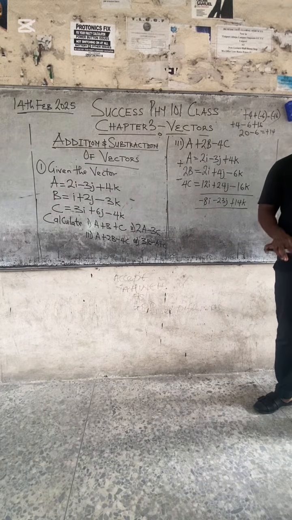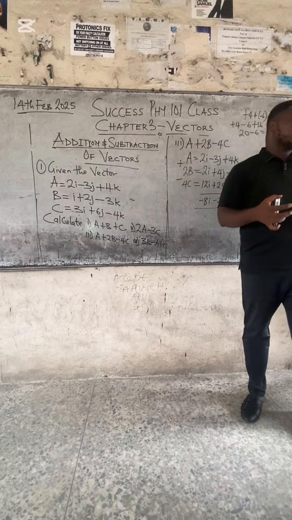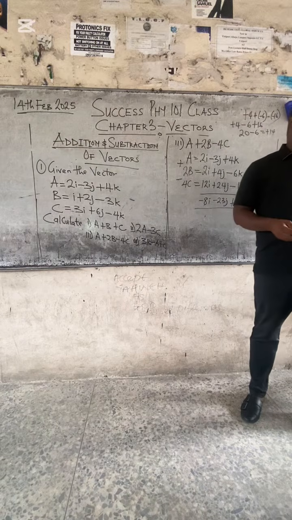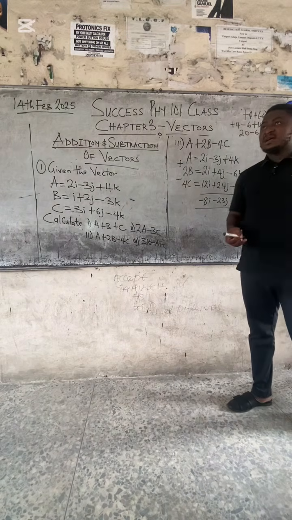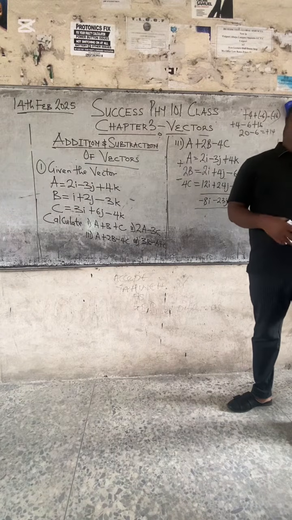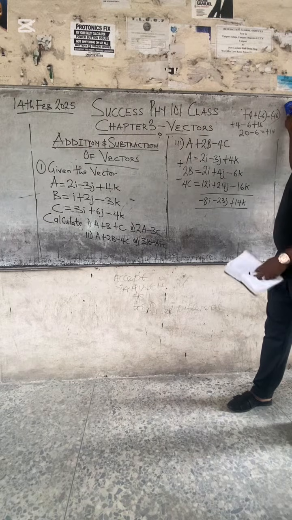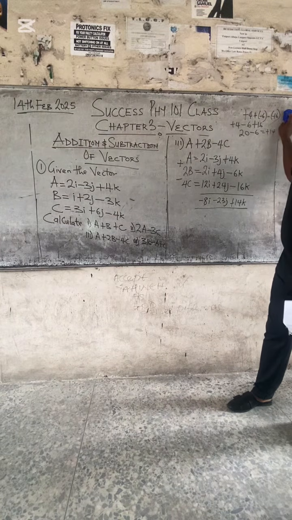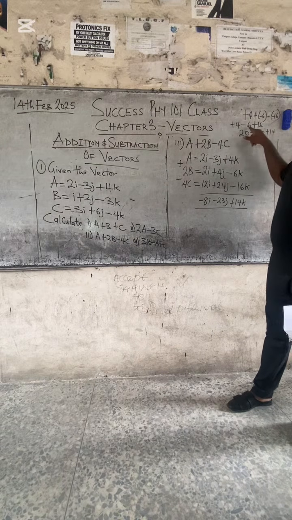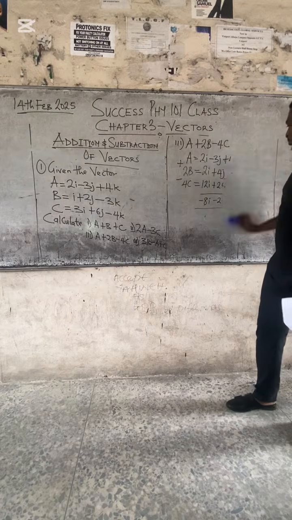Remember, if you're confused anyway, just use your calculator. Addition and subtraction, you don't need to be thinking about it. Calculator is allowed in the exam. Just add up or subtract where necessary. 4 plus 16 is what? 20. 20 minus 6 is what? 14. Now the last one.